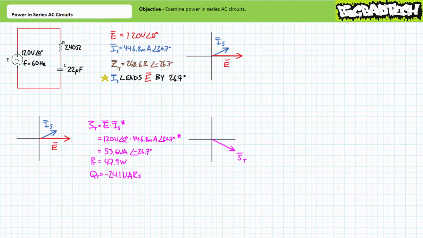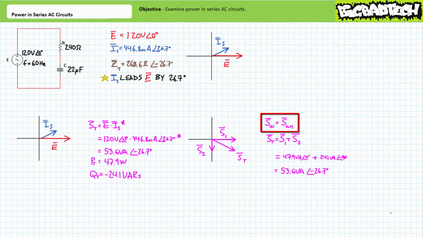Is it merely a coincidence that real power for the whole circuit has the same value as that consumed by the single resistor, and the reactive power for this whole circuit has the same value as that supplied by the single capacitor? No, it is far from a coincidence and illustrative of a very important fact. Apparent power input equals apparent power output.